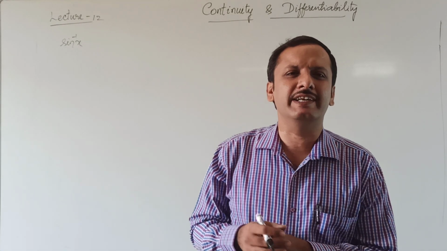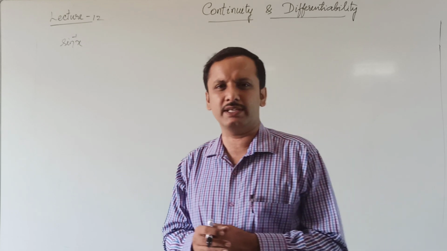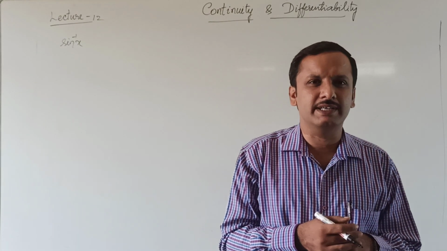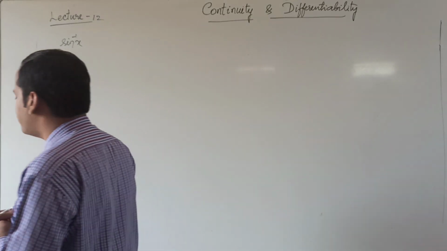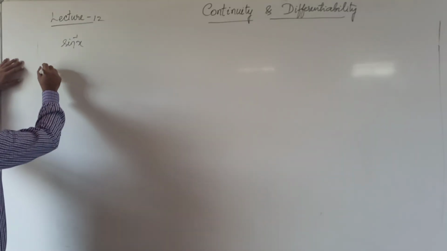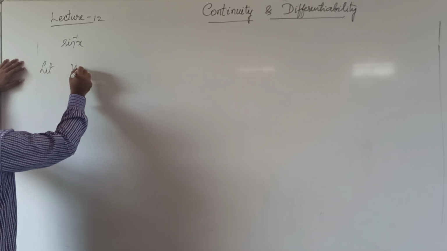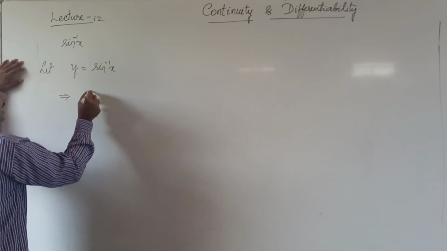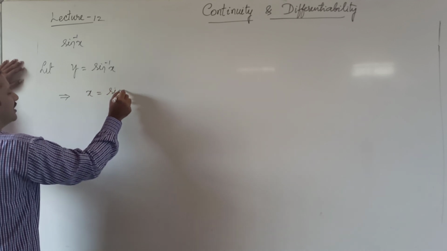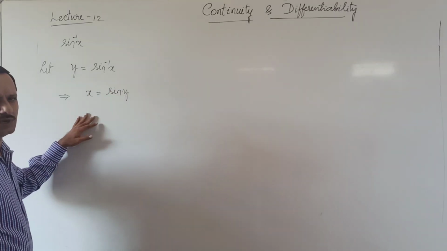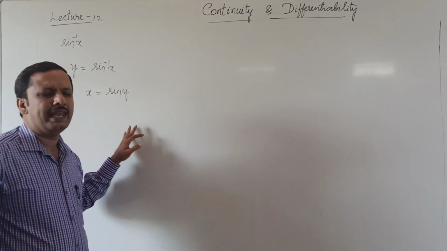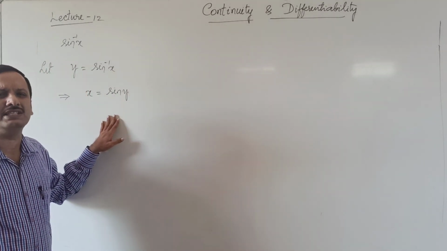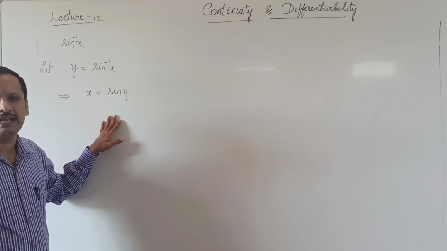Now let us try to find the derivative of sine inverse x by using the chain rule, by using the derivatives of composite functions. I'll take this as y. Let y is equal to sine inverse x. Then according to the definition, this will imply that x is equal to sine y. Now let us differentiate this with respect to x.